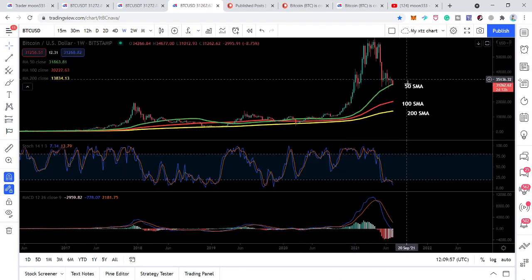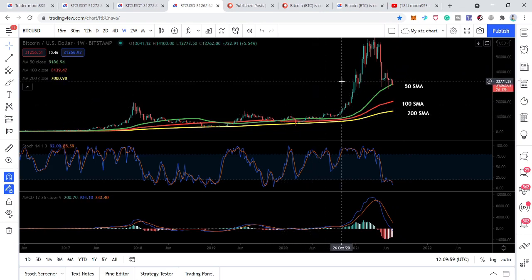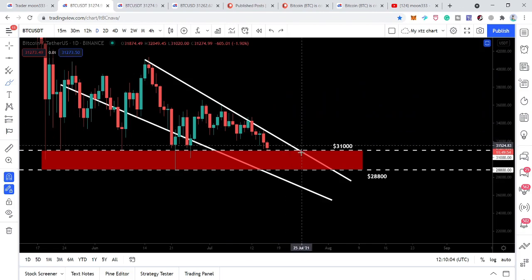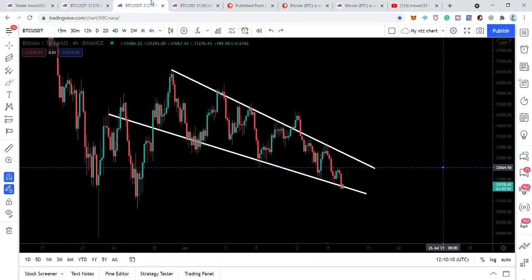So we are going through a very important time period now. We are testing this 50 simple moving average. We are also testing this very important key level support zone. At the same time, the price action has formed a bullish reversal harmonic bat pattern.